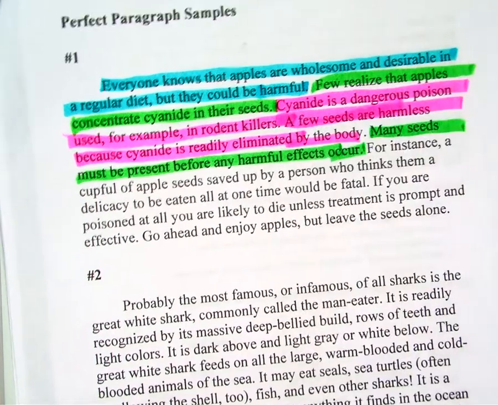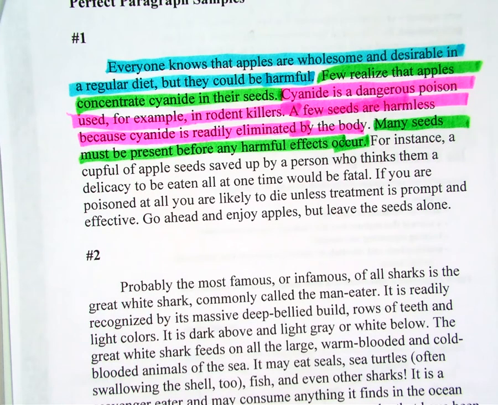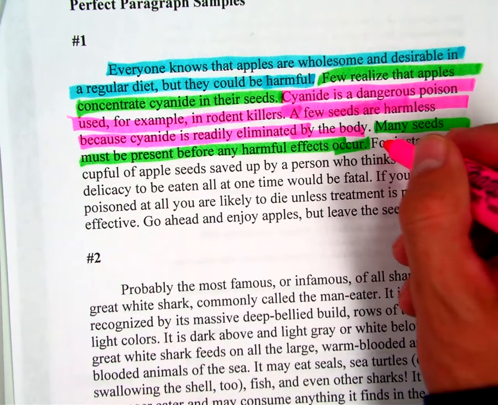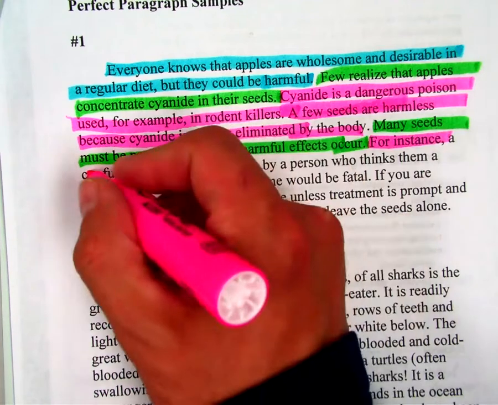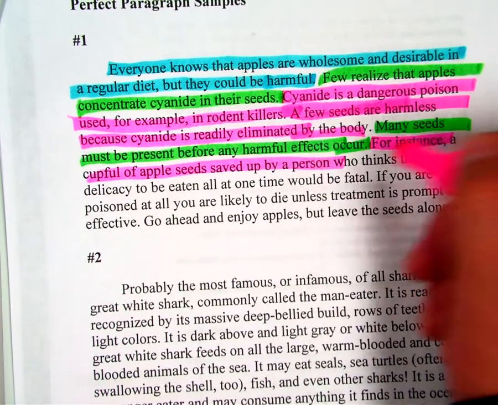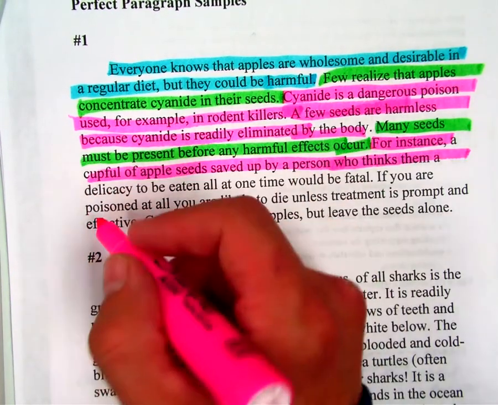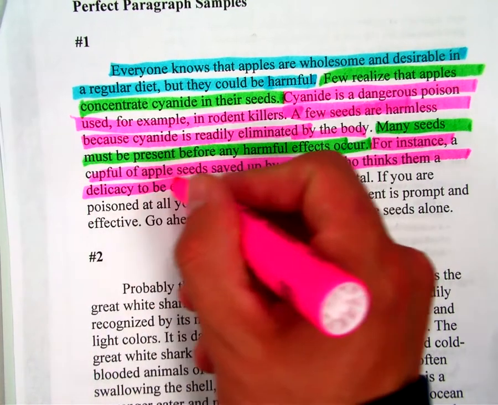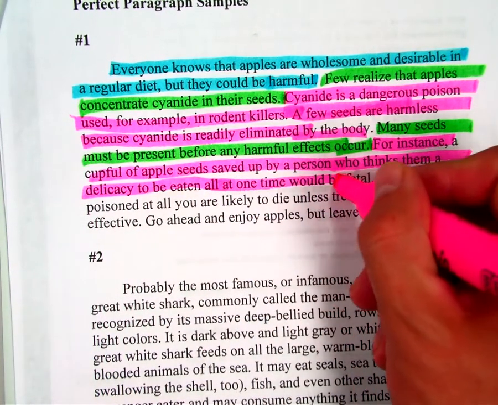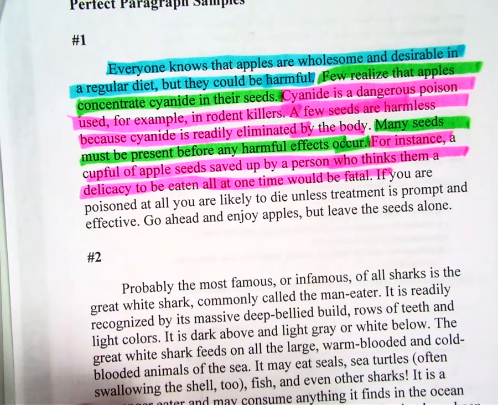Next, this is a key phrase: for instance. What would this be considered? As soon as you see "for instance," well, not an elaboration, right? So we're going to mark this one in green. For instance, a couple of apple seeds saved up by a person who thinks them a delicacy to be eaten all at one time would be fatal. Next, if you are poisoned at all, you are likely to die unless treatment is prompt and effective. What would this be?